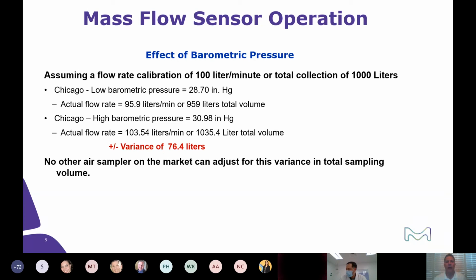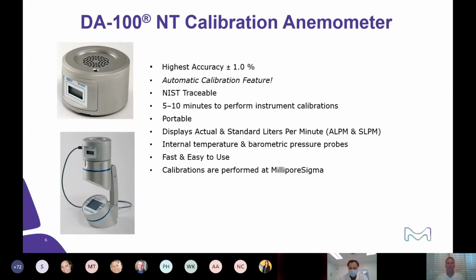Now, the reason I wanted to show you that was because today we're talking about calibrations and we're talking about mass flow checks. And so that's the main reason behind how we can calibrate and why we're calibrating what we're calibrating. So the Da100 is this little device here that goes on top of your MAS 100 NT. And that Da100 has an accuracy of plus or minus 1%. It's actually quite a bit lower than that.